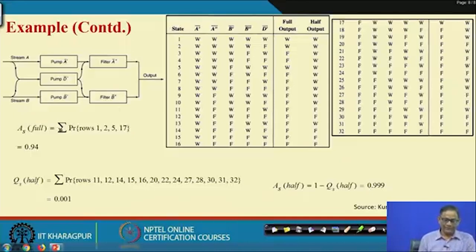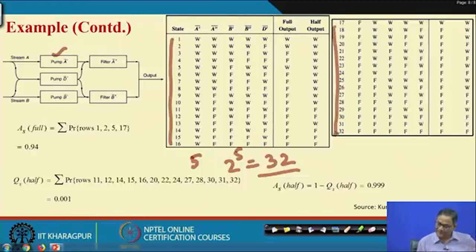How many possibilities are there? Okay. The question is how many pumps? 3 pumps and 2 filters. So how many components? 5 components. Each component can have how many states? 2 states. That is why the combination will be 2 to the power 5, equal to 32. You see the 32 combinations are written here. The first combination, W means working, everything working. What will happen? Full output is possible. Half, obviously full is there, half is there.